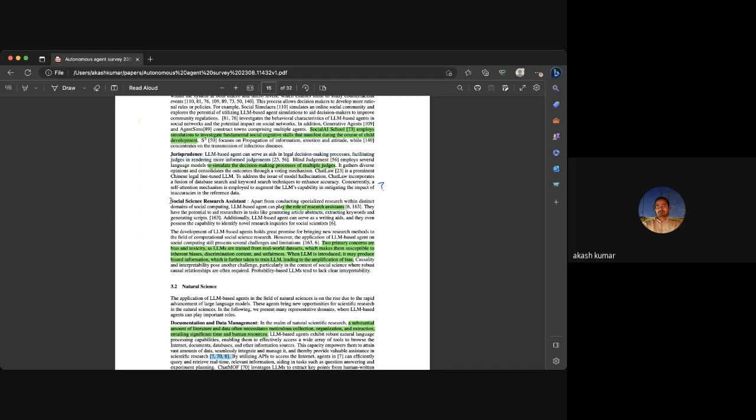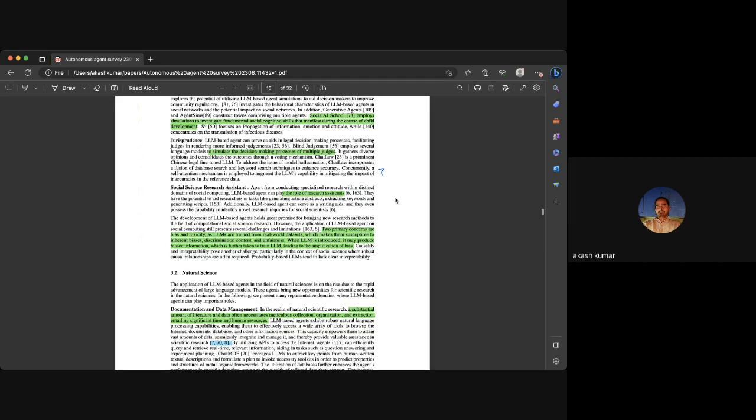And another interesting part is the social science research assistant. The idea of an assistant is quite recurring in this paper, as in the idea is to somehow enhance the capability of an individual using these agents. Later we'll see in engineering how they are again used in tandem with the person using these autonomous agents.